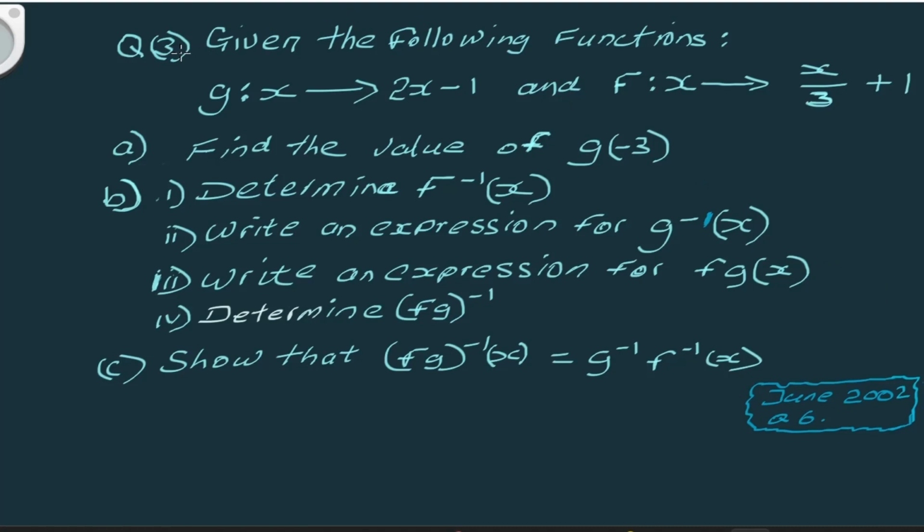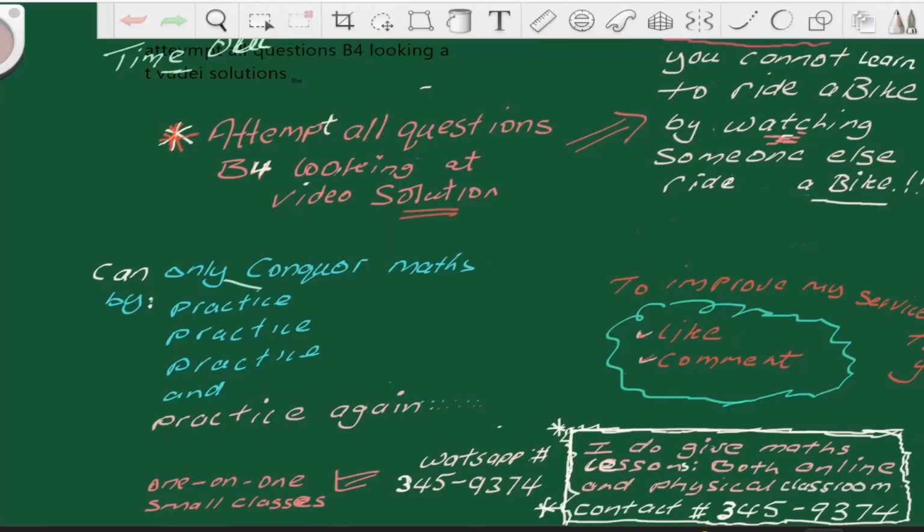Looking at a worded question, given the following function, we are asked to answer the following questions here. These questions are taken from the June 2002 past paper question number 6. Although it is a question from way back, they are pertinent to your exam even now. Please remember to attempt all questions before looking at the video solution.